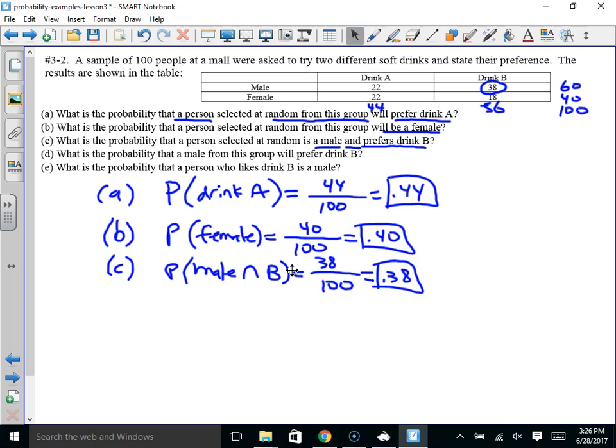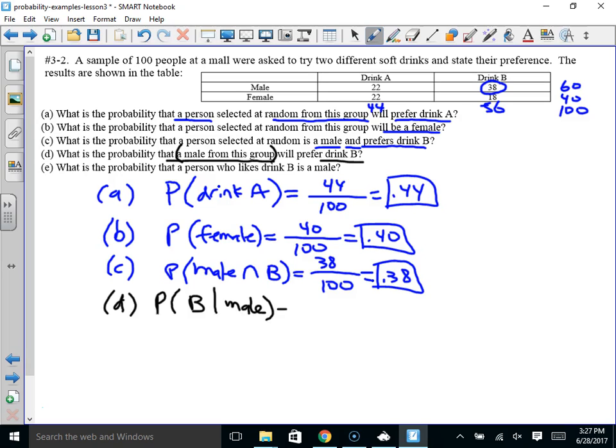What's the probability that a male from this group will prefer drink B? Now the structure of this sentence is different. It didn't say a person selected at random, it said a male from this group. Now that's a condition. And we're still finding the probability that the person will drink B. So this male from the group is really a kind of parenthetical comment that makes that the condition, and we're finding the probability of drinking B. So this is sometimes the trickiest thing, getting the statement right. This is the probability that somebody will like drink B given that they are a male.